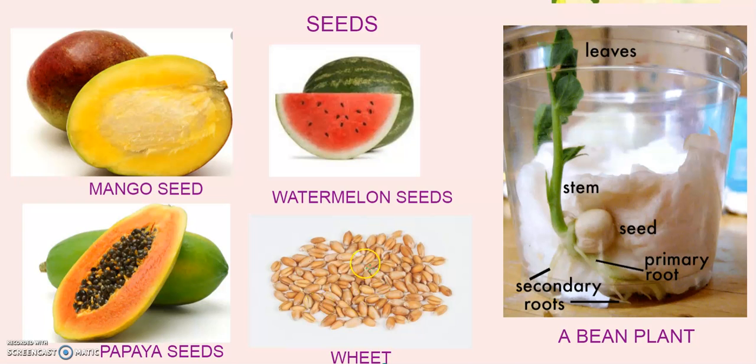And these are wheat seeds. Farmers grow crops and vegetables using seeds, and pulses also. And this is a bean plant. So a bean is a seed. From this seed, a stem, leaves and roots come up. So this is a complete plant.